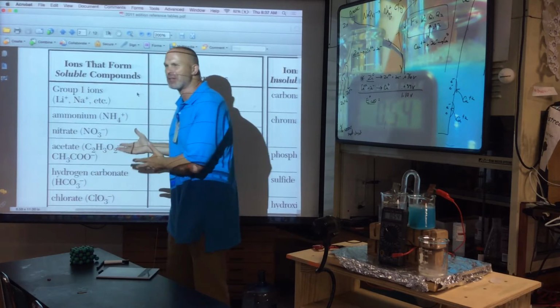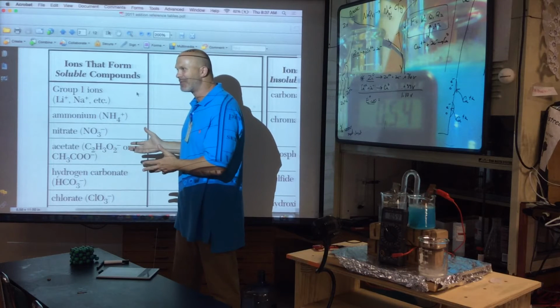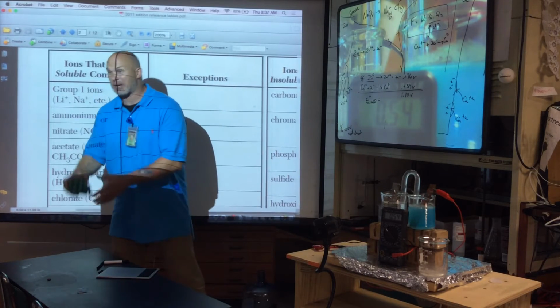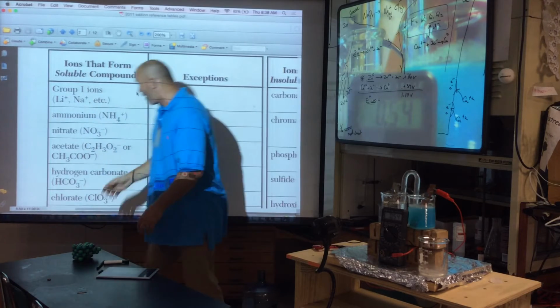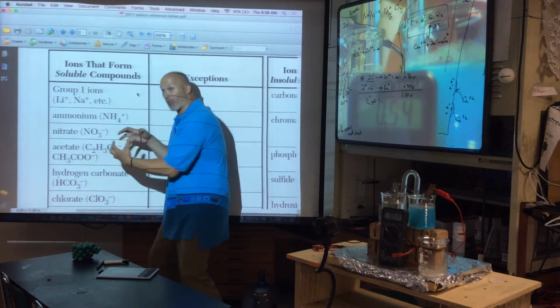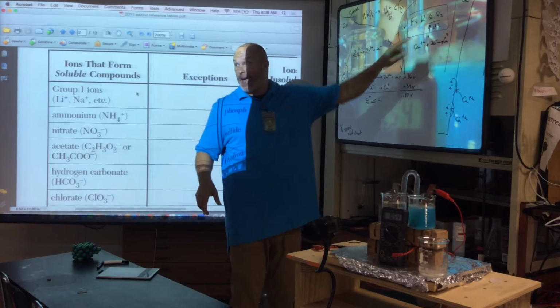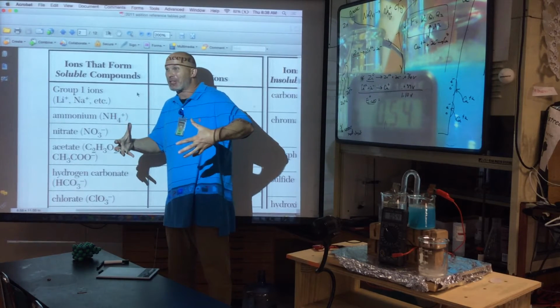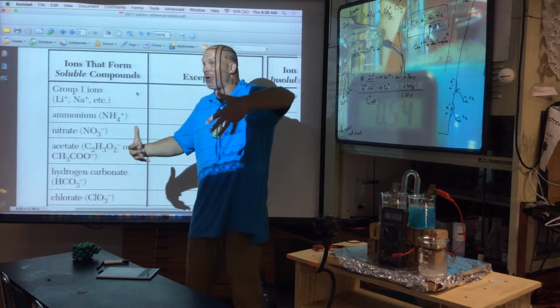They make you memorize this in college. You don't. If you've got small charges, water can compete and pull them out. If you've got small charges stretched over a large what? Area, I call it charge density. If you're big with a low charge, you're stretching your charge over a large area.